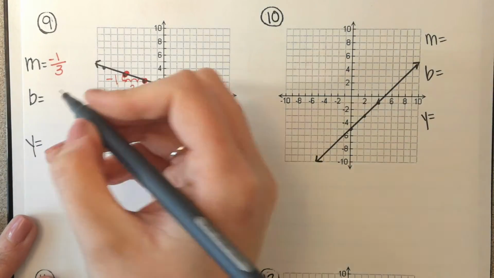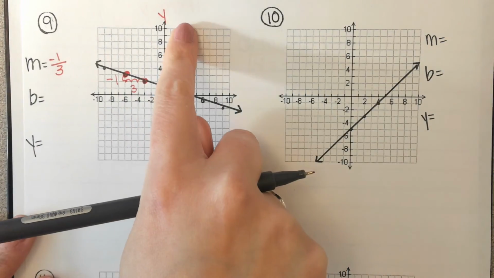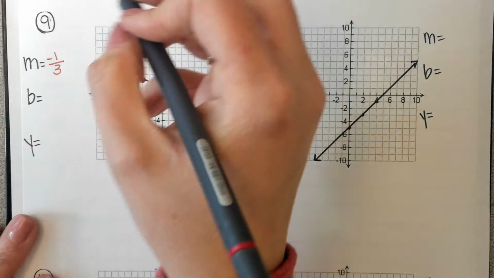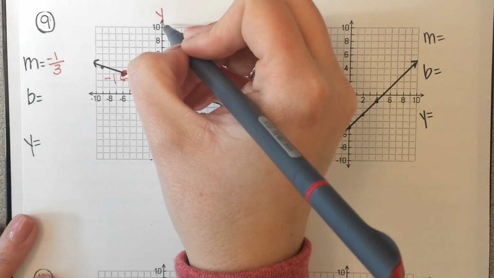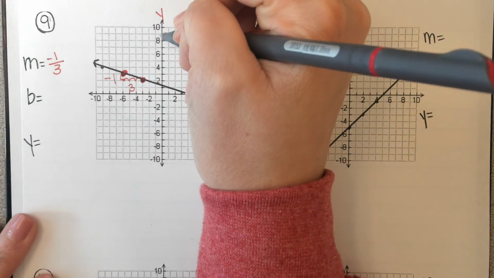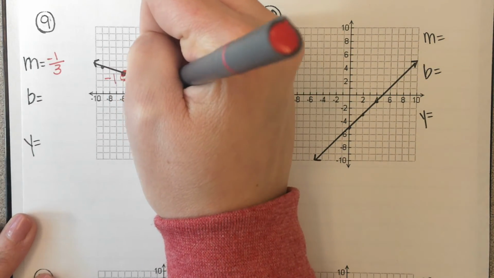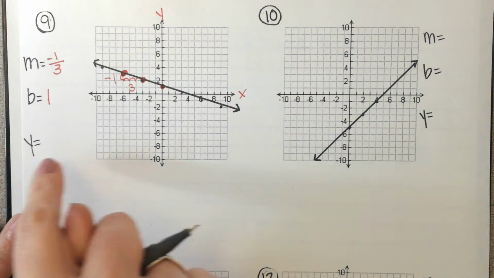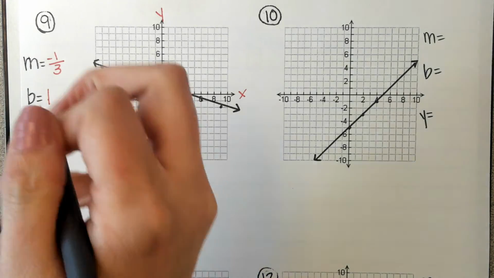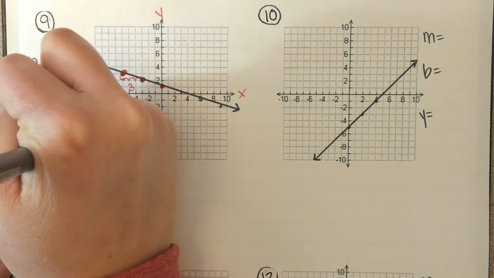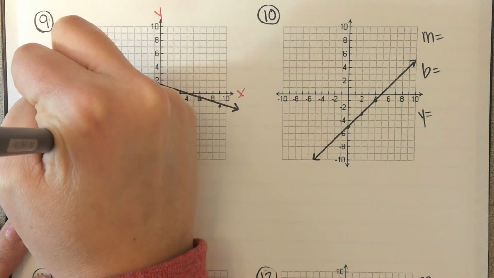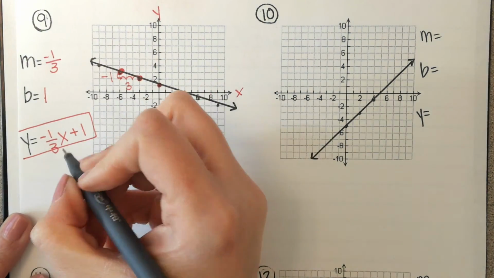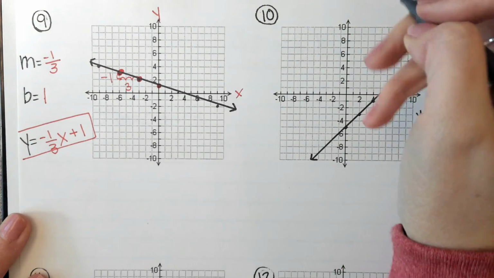Now B. B is my y-intercept. Label your y-axis. Your y-axis is vertical, x is horizontal. So to find the y-intercept, you're going to look at your y-axis and find where the graph hits. Now, this one is supposed to hit right here at 1. So now we make our equation. Y equals -1/3 x plus 1. And that's your answer.